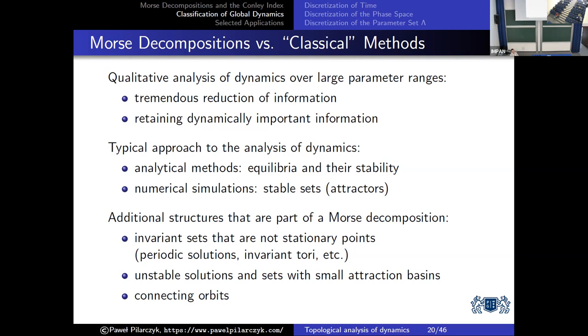Like the Conley graph, which shows all the recurrent dynamics in the system and possible connections between these sets. So here we can find invariants that are not necessarily stationary points. We can get periodic orbits or more sophisticated invariant sets like invariant tori. We also can get unstable solutions, because in this method we compute all the isolated invariant sets. And we also get information about connecting orbits between them.